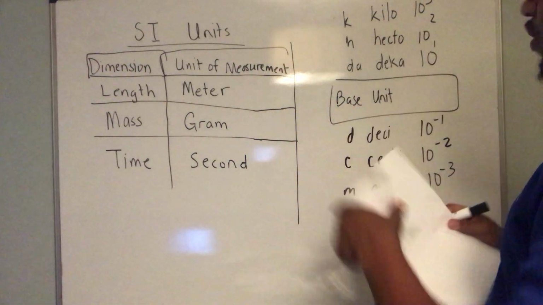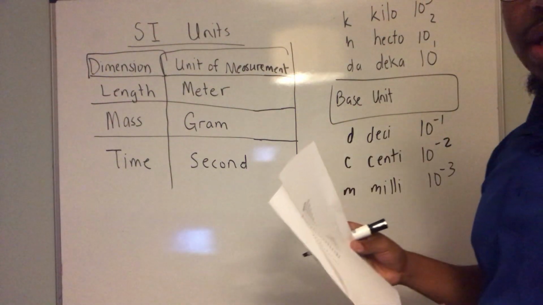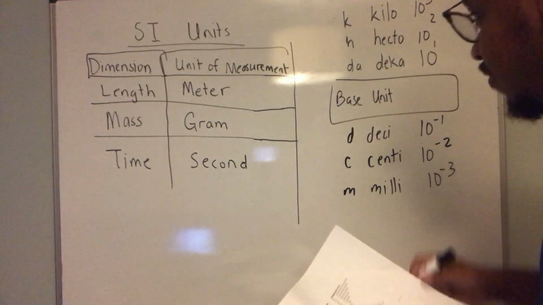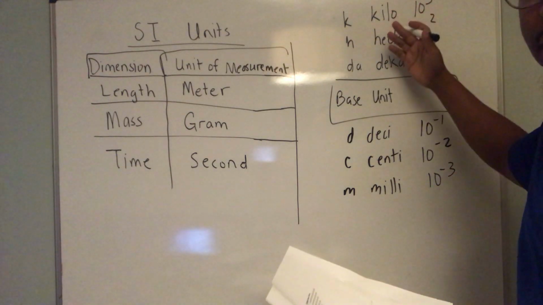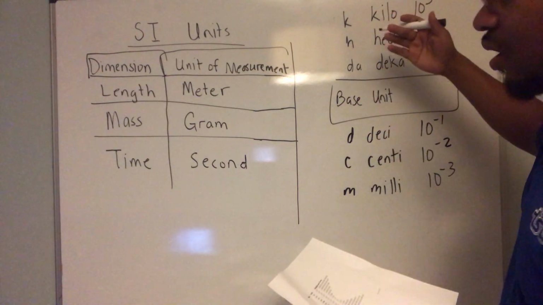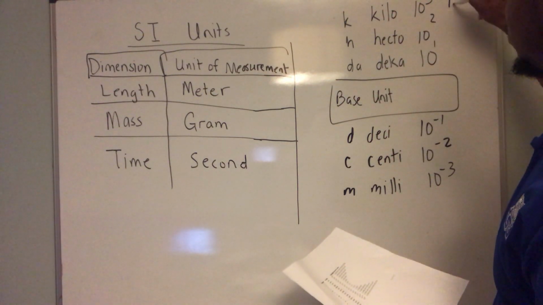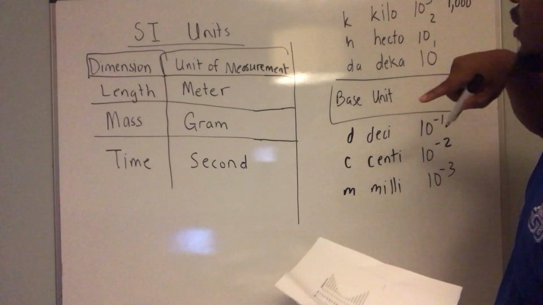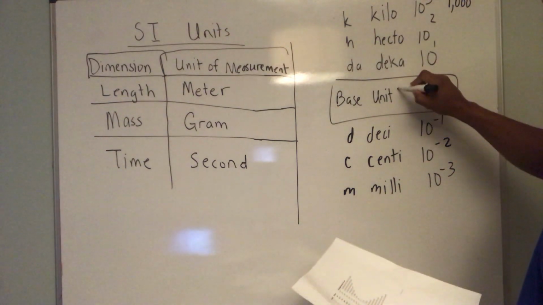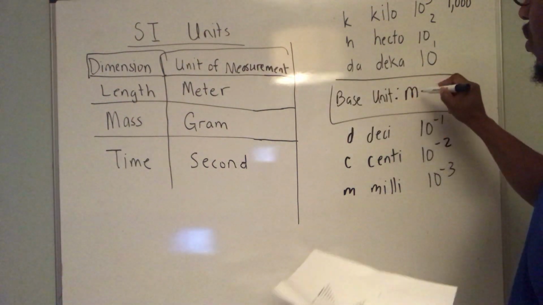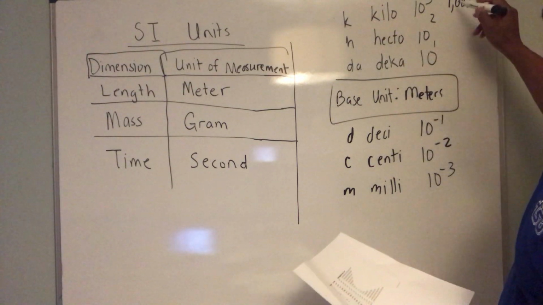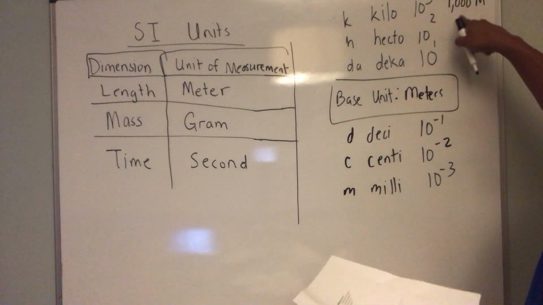Remember, when we're dealing with exponents, exponents just tell us how many times we have to multiply something by itself. So here, 10 cubed is 10 times 10 times 10, 3 times. So 10 times 10 is 100, times 10 is 1,000. What this means is a kilometer is 1,000. If we chose meters as our base unit, that would mean 1 kilometer equals 1,000 meters. That's how that works.